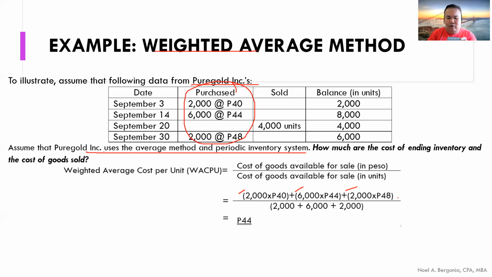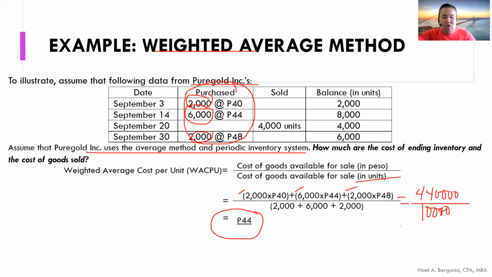Kapag naka-scientific calculator ka, pwede mo na siyang dire-diretsuhin, no? Unlike with the manual pantindahan na calculator. So the total of the numerator was actually amounting to 440,000. Okay? So 440,000 yung cost of goods available for sale natin in peso. And then yung atin in units, you just simply add lahat ng binili mo, 2,000 plus 6,000 plus 2,000. So that's a total of 10,000. Okay? So 440,000 divided by 10,000. So that's the WACP natin na 44 pesos per unit. So we have already determined the weighted average cost per unit na 44 pesos per unit.